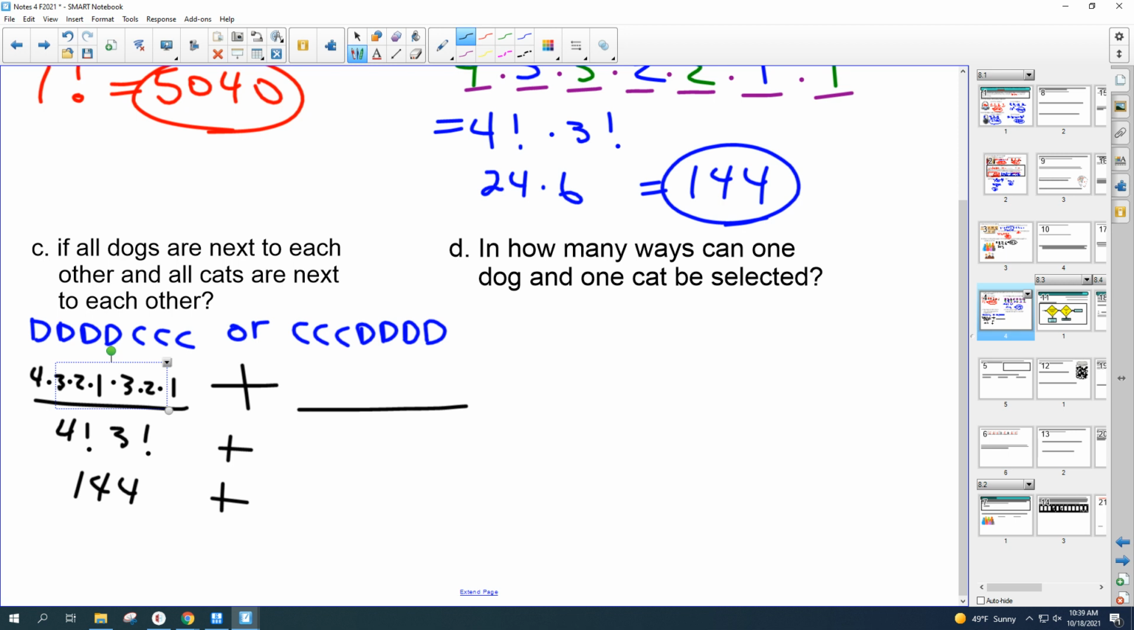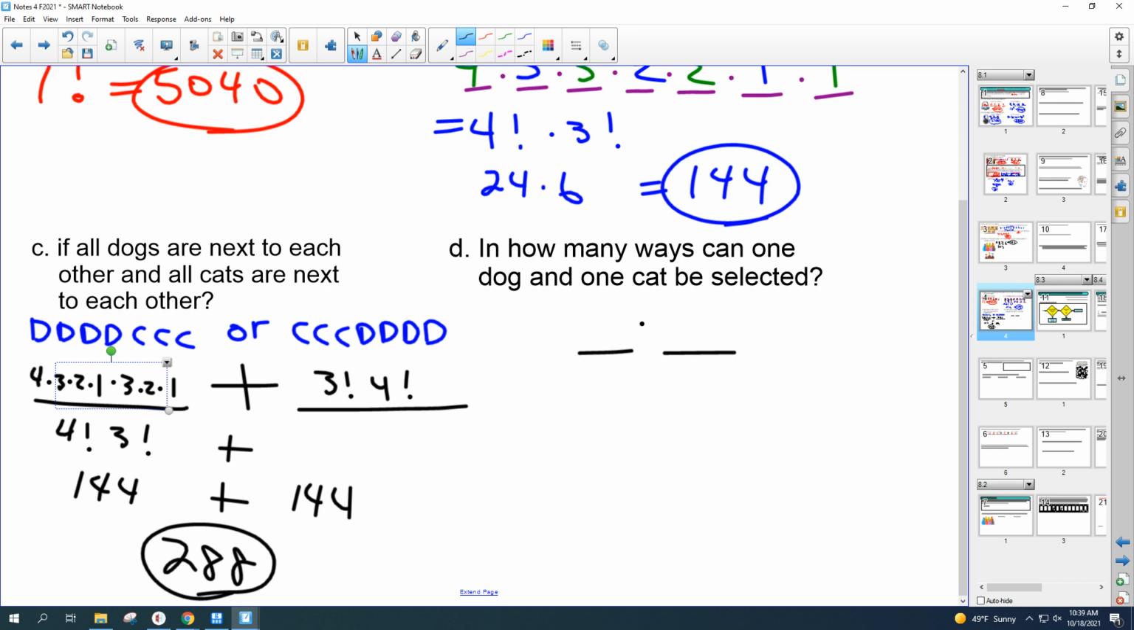Or if I do cat, cat, cat, dog, dog, dog, dog, isn't that just going to be 3 factorial times 4 factorial right there? Isn't that going to be another 144? We've got double the possibilities. 144 plus 144 is 288. Tricky stuff. Part D, in how many ways can 1 dog and 1 cat be selected? 1 dog and 1 cat. How many blanks are there? There are only 2 blanks in this problem.